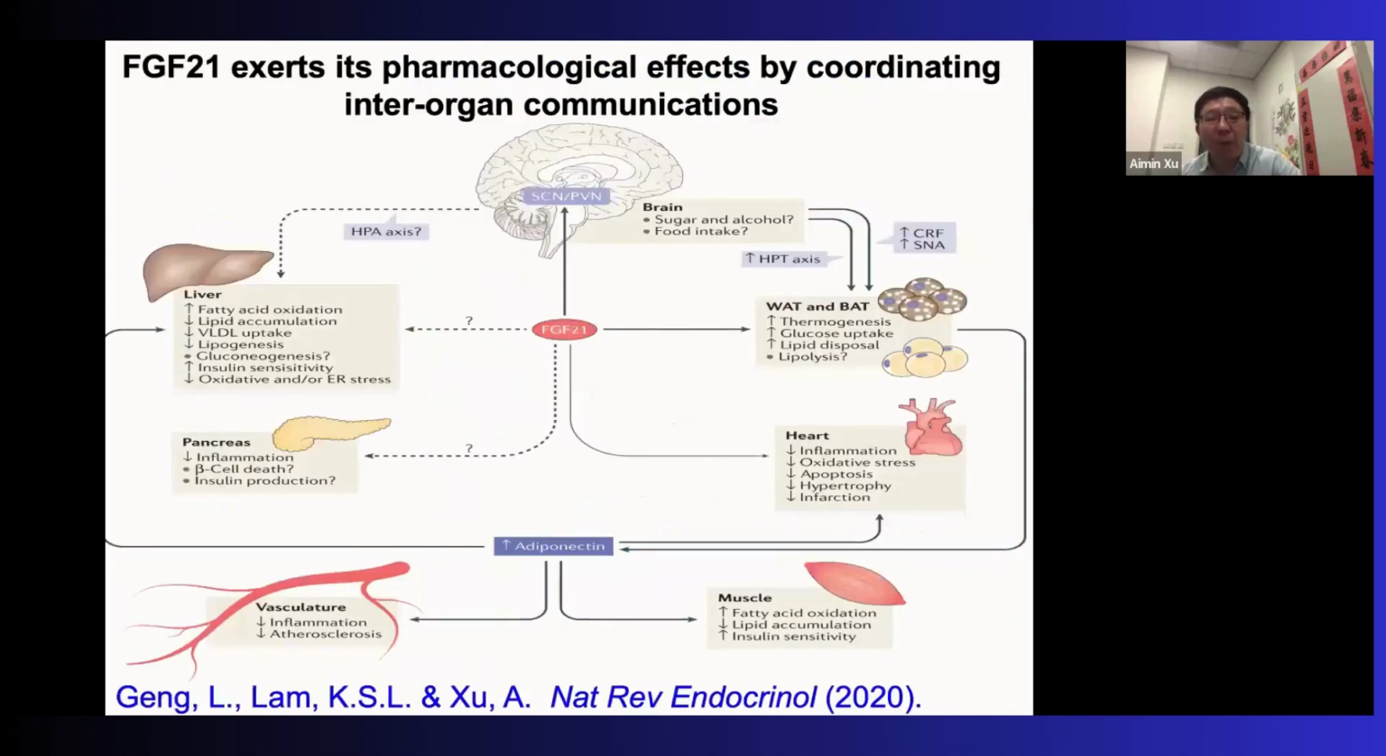This is a summary we made several years ago. It shows that FGF21 exerts its pharmacological effect by coordinating inter-organ communication. Basically, FGF21 can act on white adipose tissue and brown adipose tissue to promote thermogenesis, browning, and lipid metabolism. And most importantly, as I will show later on, it can promote adiponectin production. FGF21 can also act on the liver, but the effect is not a direct effect. And there are also studies suggesting FGF21 can act in the brain to possibly regulate food intake, preference for sugar, and alcohol consumption.